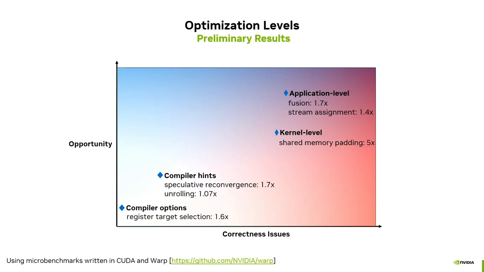And so we tried, these are again preliminary results, some optimizations at each of these levels on some micro benchmarks. For the compiler option, we tried just setting the register target, that helps. Compiler hints, we tried some, and we were able to get some speedups on the small benchmarks. For kernel level, we tried shared memory padding, only for the workloads that suffer from bank conflicts. And at the application level, the stream assignment that I was talking about and kernel fusion.